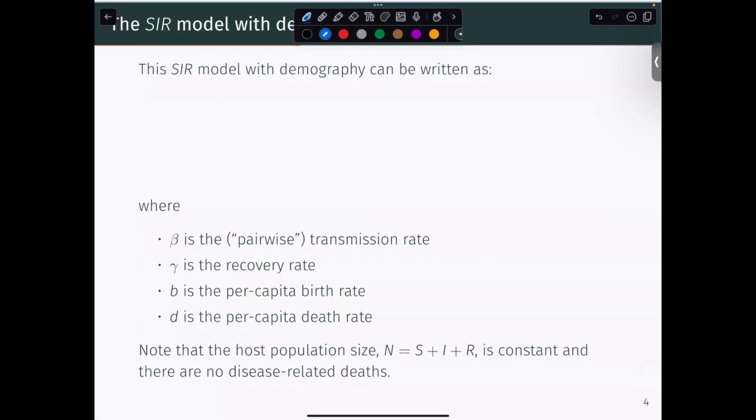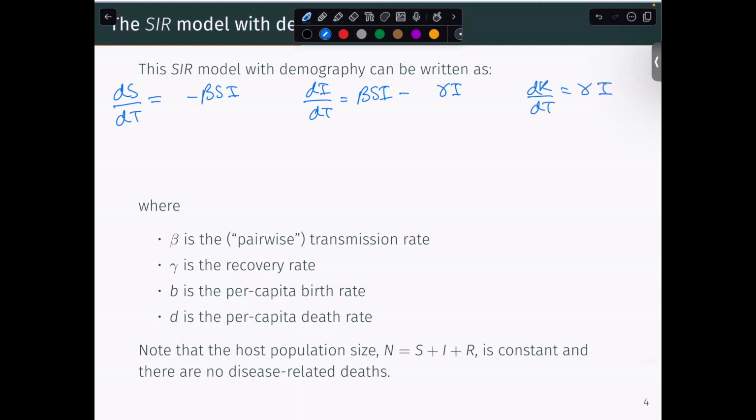Okay, let's start off by writing down our SIR model. And I'm going to start by, first of all, writing down the model that we had without demography. So our dS/dt equation was just minus beta S I. Our dI/dt equation was beta S I minus gamma I. And our dR/dt equation was equal to gamma I.